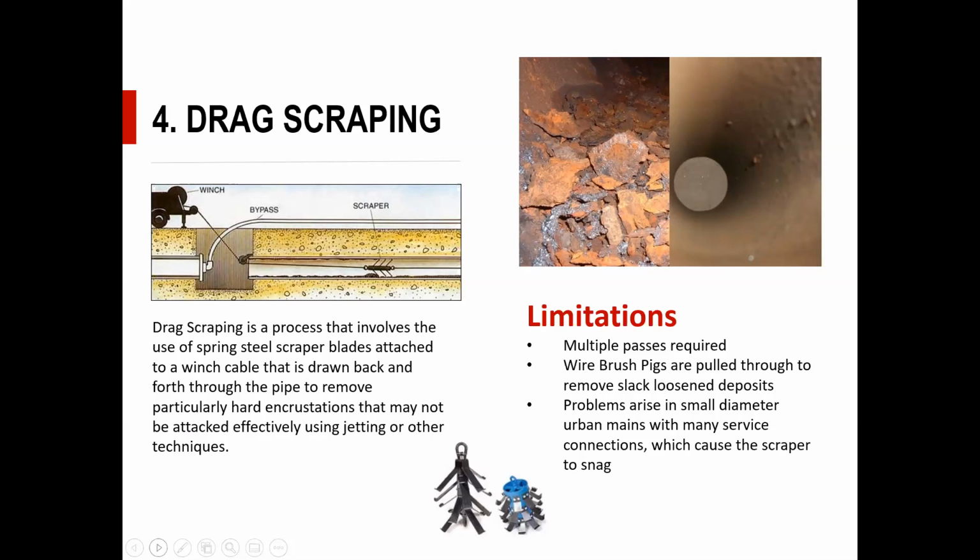If you can get a winch cable through, you put the cable through, and then you winch different types of scrapers through the pipe, and that breaks up and removes the scale. Obviously, the scale then drops to the pipe invert. Once you've got all the scale, you can swap the drag scraping for some wire brush pigs, or actually pig the pipe with a combination of pigs as well, just to remove any of the deposits. Collect them at the far end again.